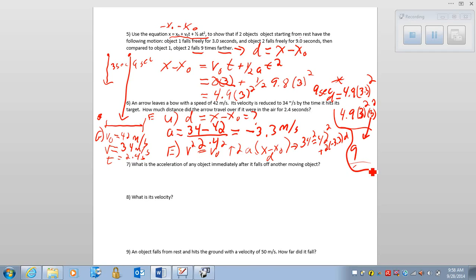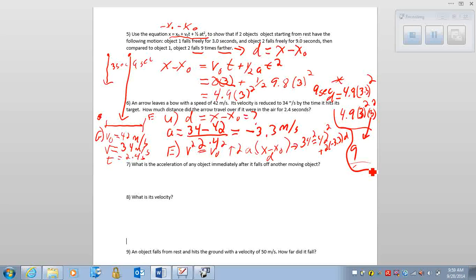Okay, what is the acceleration of any object after it falls off another moving object? What you have to realize here is that the only reason an object accelerates is because something is either pushing it or pulling it. There is a force applied on that object. So immediately after anything falls off of a moving object, it ceases to have acceleration anymore, because there is no longer an object pushing or pulling it.